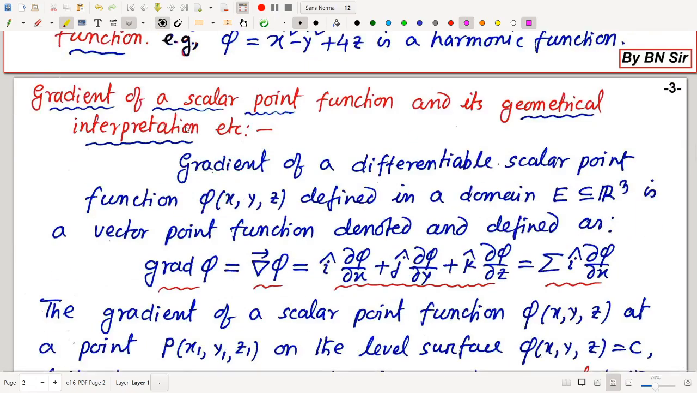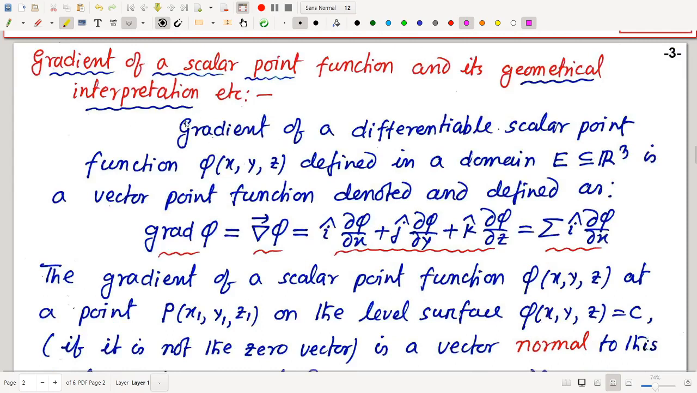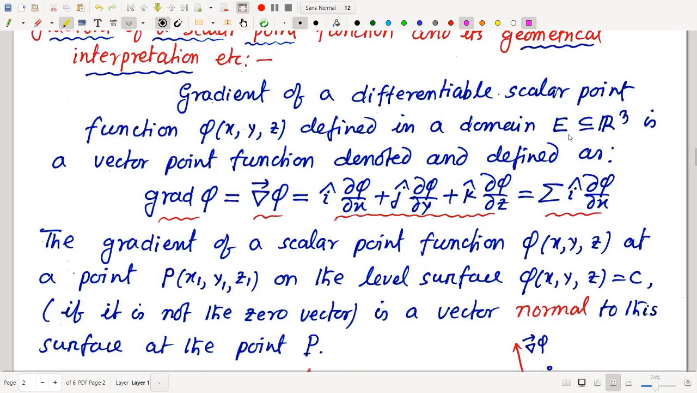Now we define what is the gradient of a scalar point function and its geometrical interpretation. Let us see. The gradient of a differentiable scalar point function φ(x, y, z) defined in a domain E subset of R³, a 3 dimensional region or domain, is a vector point function, denoted and defined as follows. φ is a scalar point function. It is differentiable. Its gradient is a vector point function.